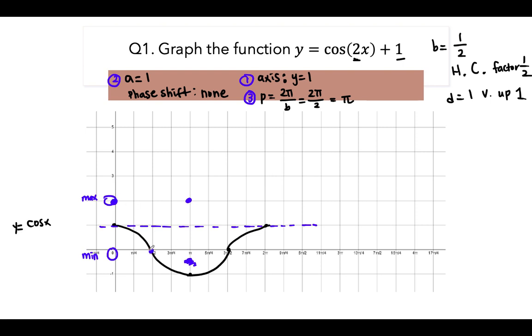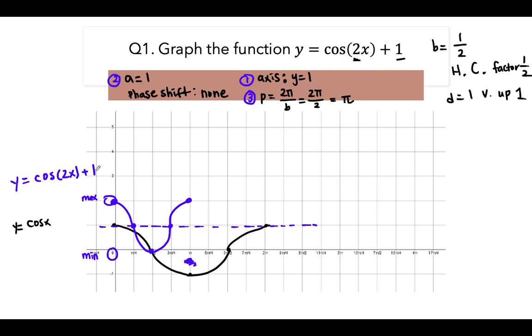And then we're following exactly the same pattern. In between, we have a middle ground at 0. So 0 actually represents 1, because this is the axis of symmetry. And right in the middle, we have a point over here. Then all you need to do is connect the points, curved in, out, out, and in. So that is the one cycle of cosine 2x plus 1.